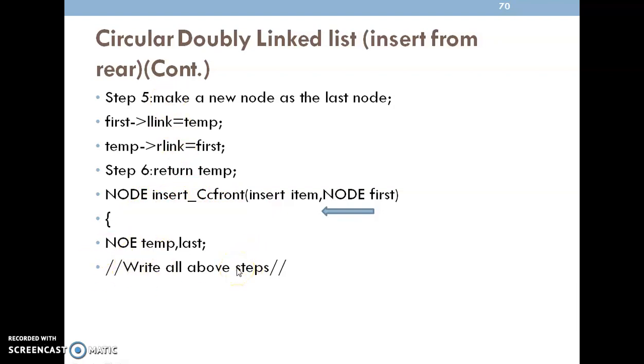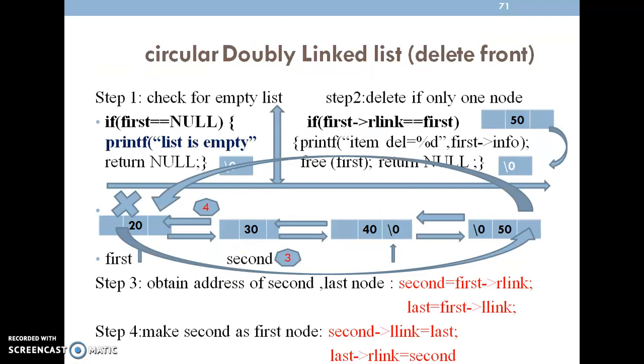Okay, then next is delete an element from the front end. First check for the empty list. If first equal to null, that time you can say the list is empty. Similarly, delete if only one node is there. How to check it? If first pointer r link equal to first, it is pointed to the same node. That time you can say that it contains only one node. Then printf item deleted equal to percentage d first pointer info. This 50 will be deleted. Then free first, return null. After deleting this, null will be left that you have to return.